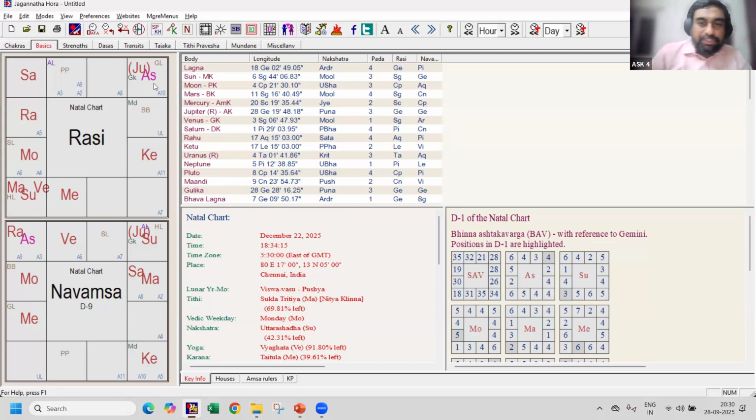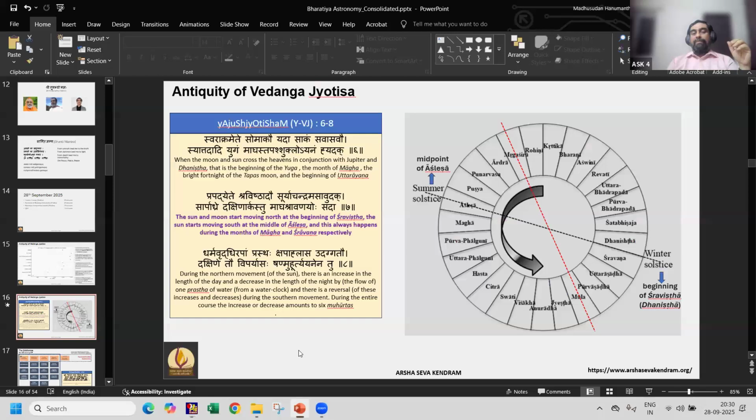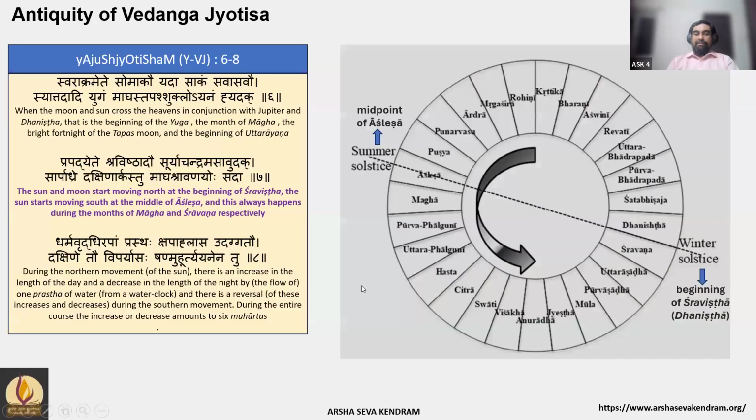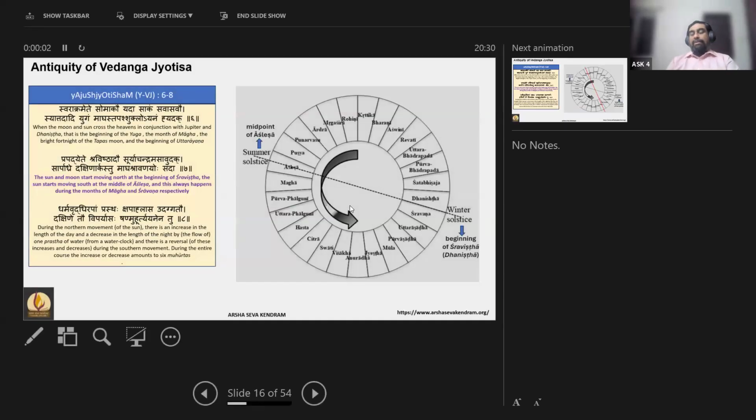Let's talk about precession in a little more detail later. I just wanted to convey how Vedanga Jyotisha itself talks about its antiquity. That was the point, and incidentally, we went into the Jagannath Hora software for that. We also touched briefly upon this Nakshatra Mandala, which again is very core to our Indian astronomical model, and which we will deal with in a little more detail going forward.